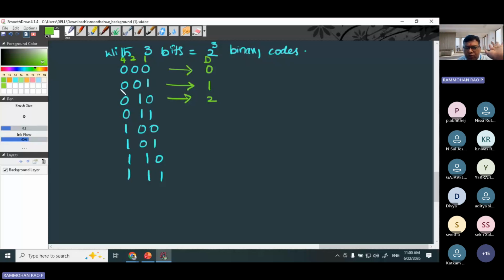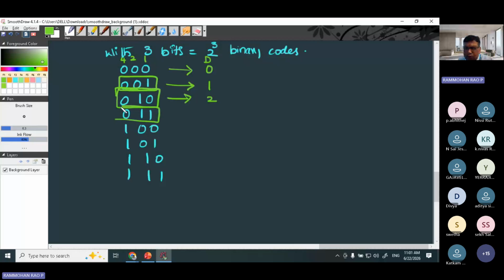Is there any 1 in this one? Yes, but only in one place. Its face value is 1. So the answer is 1. Again, in this one, is there any 1 in this binary code? Yes, there is only one binary 1, in position number 2. The answer is 2.